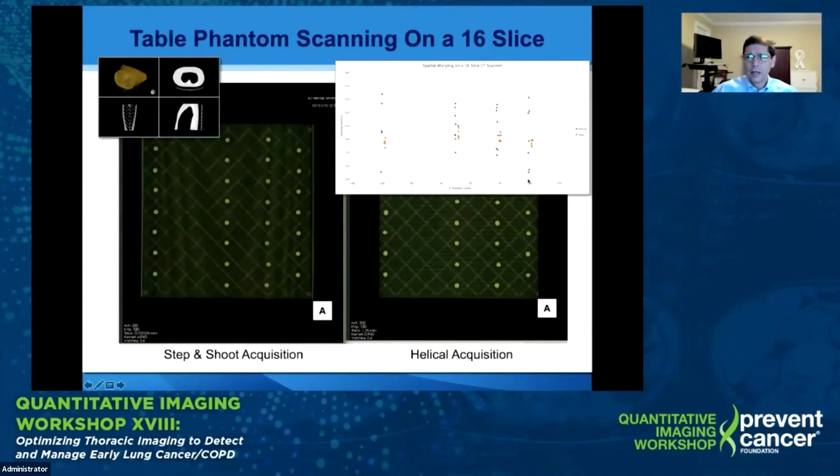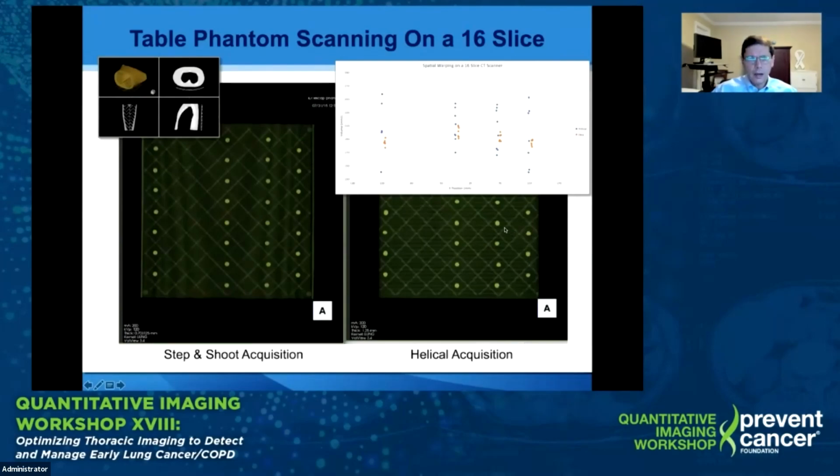And the blue dots are on this 16 slice scanner using a helical acquisition mode, which is really the only mode you can use when you're doing a breath hold scan. And then the orange dots are when you use step and shoot. So you can see the tightness of the samples, the volume measurements when you use step and shoot versus when you use helical scanning. And this represents a 33% change in volume of these 6 millimeter by 6 millimeter diameter and height cylinders that you see here.